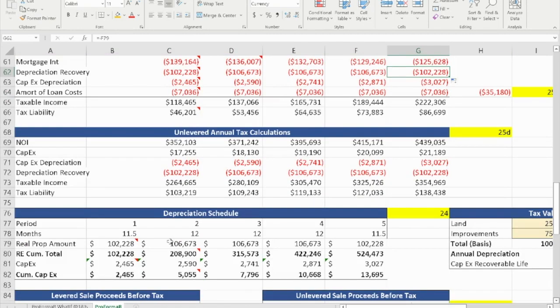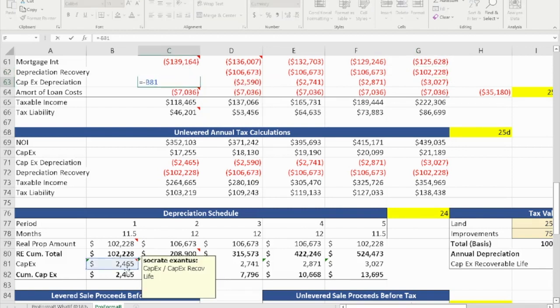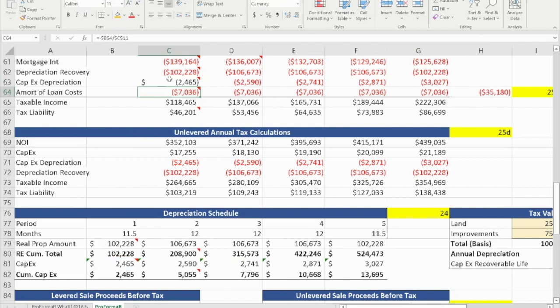Same thing we did for the depreciation of the property, we're going to depreciate the capex as well. We did it already. The capex recovery or depreciation was $2,465. We just took that number here and made it a negative number, equal negative. That will change the sign to negative, and we will be able to drag it across and get the 3,027 for year 5, since it's pulling from down here.